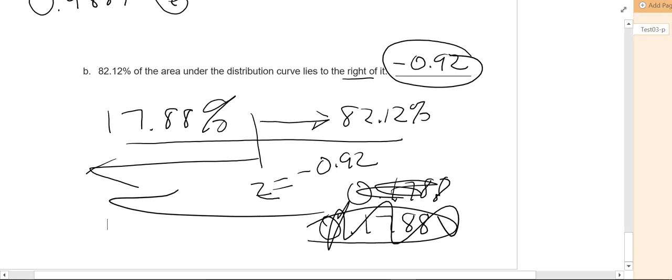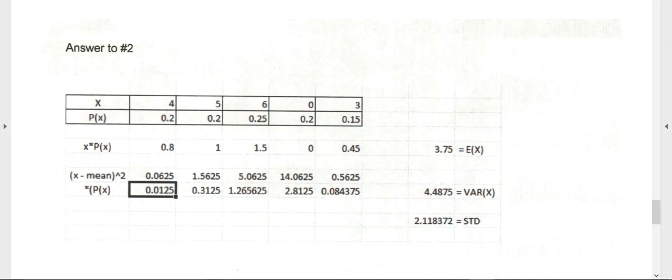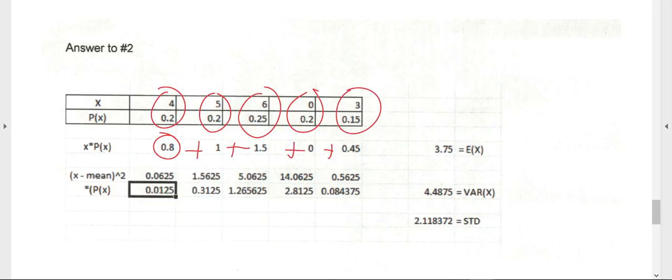All right, so I'm going to show you the answer to number 2. Okay, here's the answer to number 2. I'll just note that when you want the expected value, which is the mean, you're simply multiplying outcomes by the associated probabilities. You're multiplying these numbers together. Then you're adding all of these up, and when you add them up, there's your expected value.